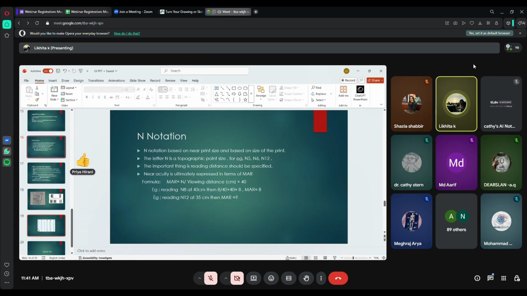The one who got the 12 answer can calculate again. 12 divided by the viewing distance, which is 35 centimeters, into 40. So then you will be getting 13 MAR.